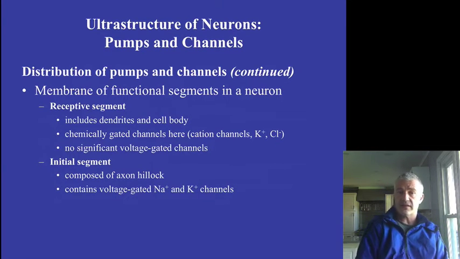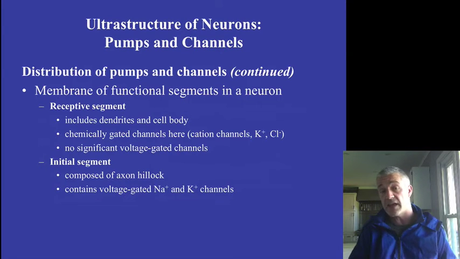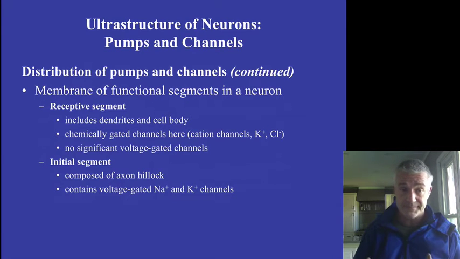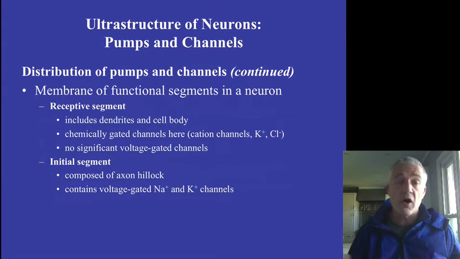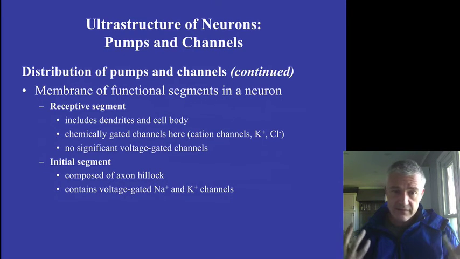What we're going to see when we look at this is we have what are called receptive areas. So this is areas where we have chemically gated channels or ligand gated channels. There's not voltage gated channels here. So on a multipolar neuron, this is mainly going to be those dendrites and cell body. Again, these gated channels here, they might be sodium, they might be potassium, they might be chlorine or other ions.